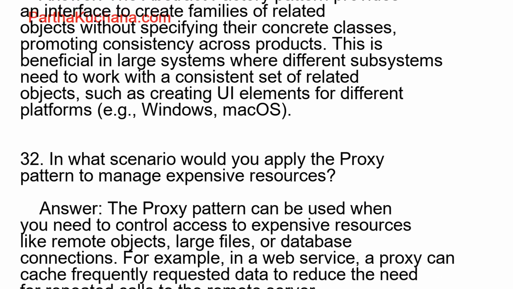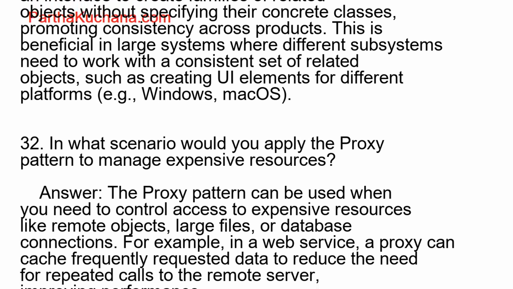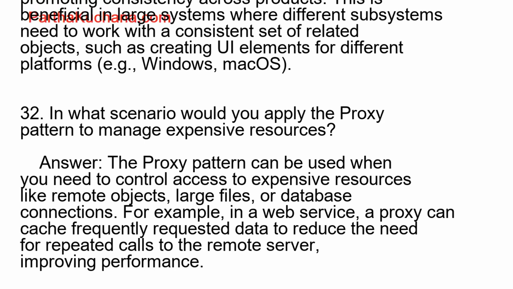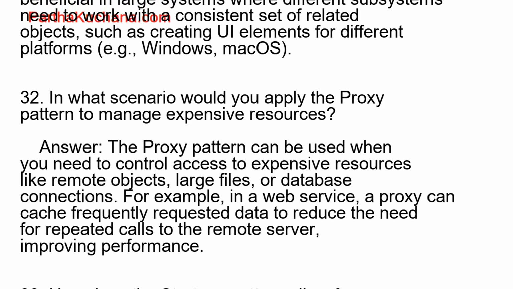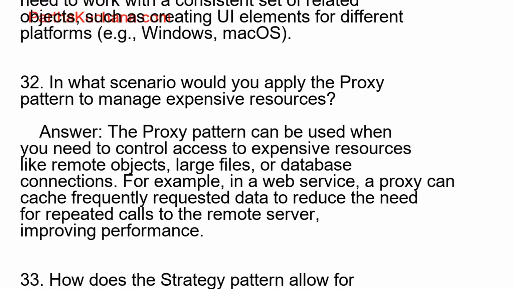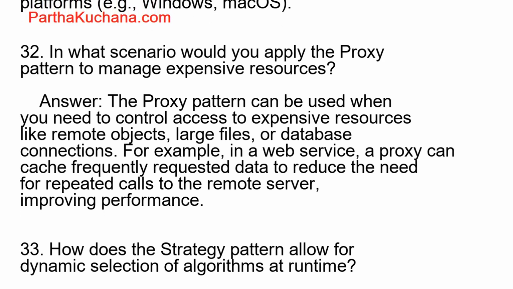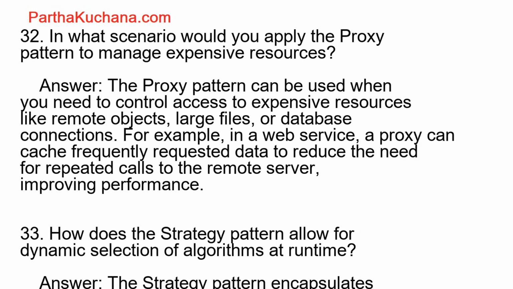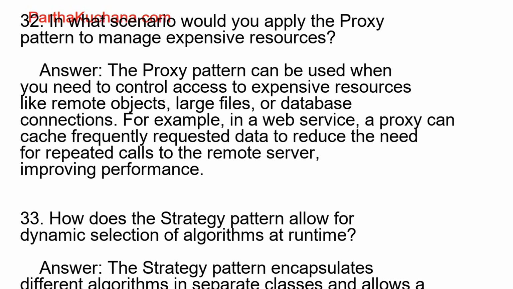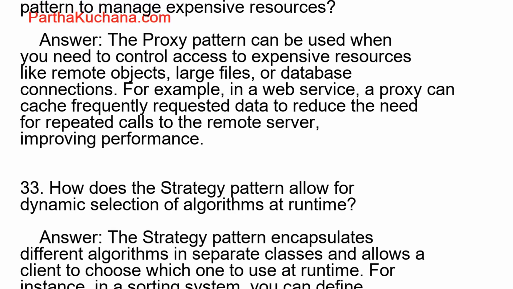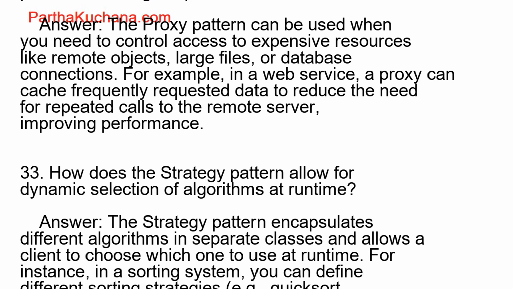34. When would you use the visitor pattern in a system where objects need multiple, unrelated operations? Answer. The visitor pattern is useful when you need to perform multiple, unrelated operations on objects without modifying their classes. For example, in an accounting system, you might have a visitor that calculates taxes and another that generates reports, both operating on the same set of financial transactions.